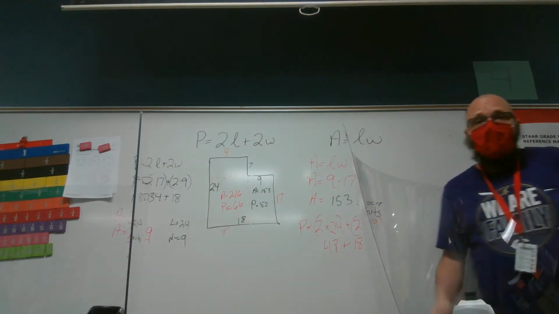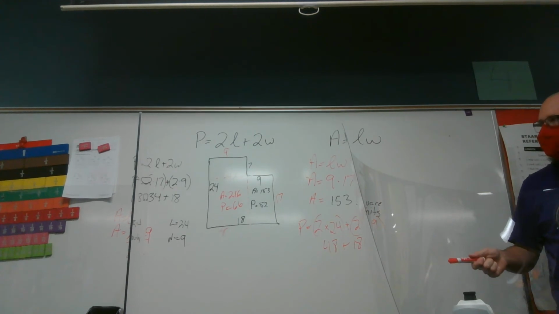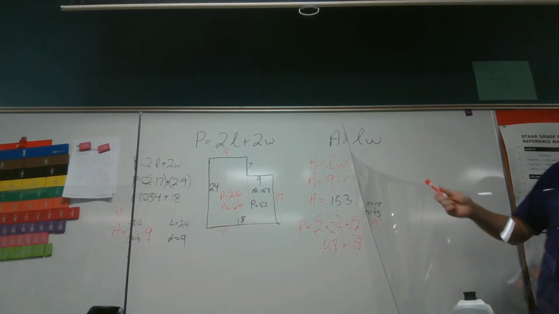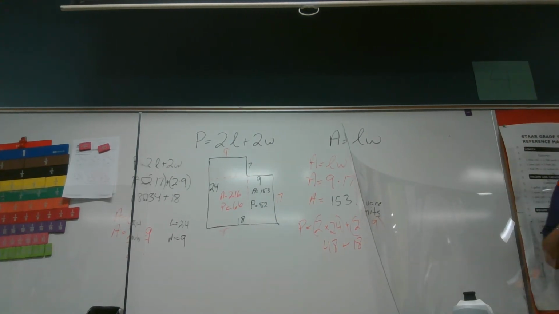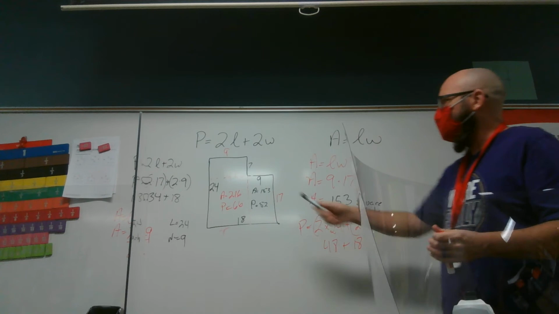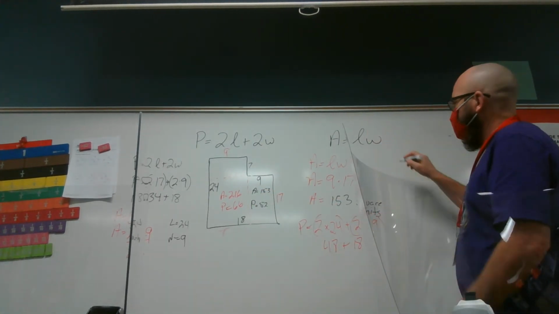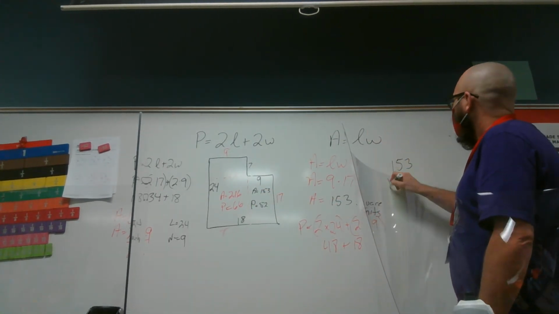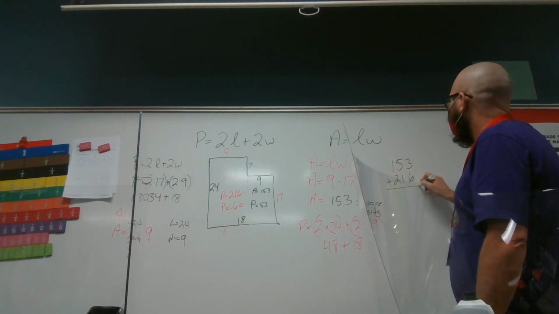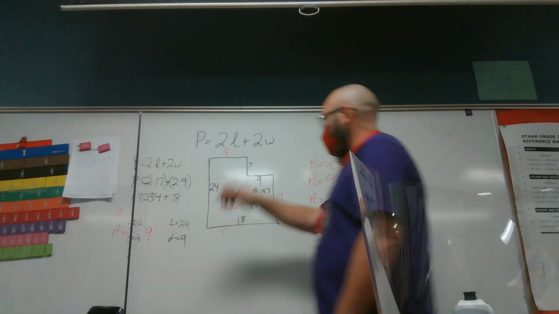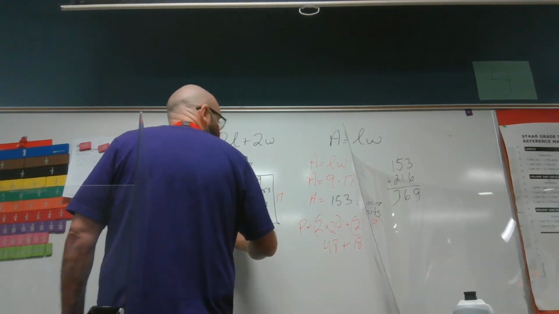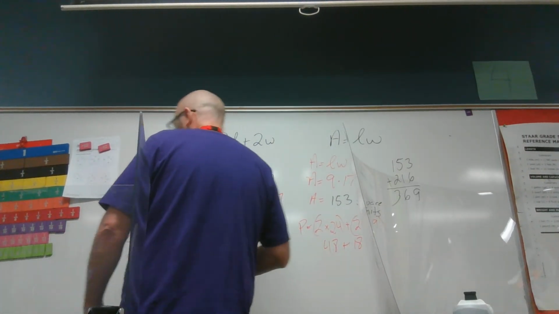All right. Now the question we need to answer is, what is the entire area? How would I figure out the entire area? Kendall? You add the 2 areas. I add the 2 areas. So 153 plus 216 is 369. So the area of this whole shape is 369 square units.